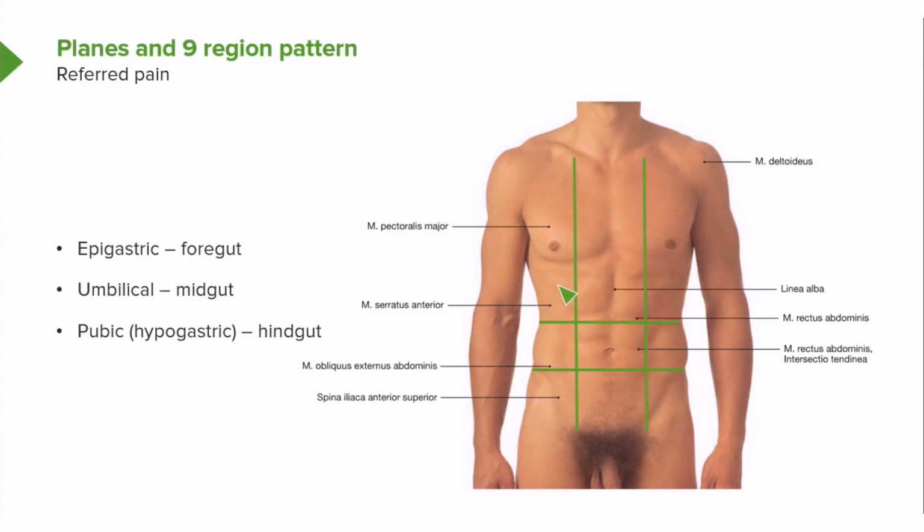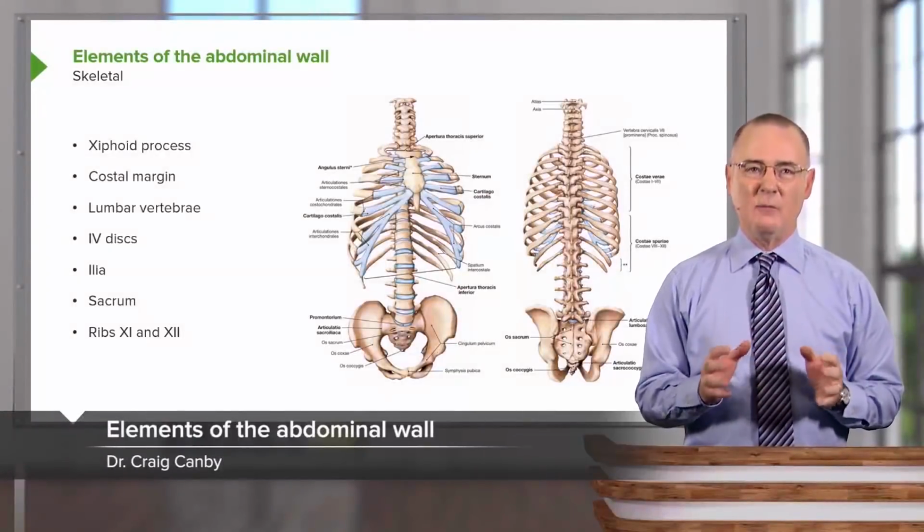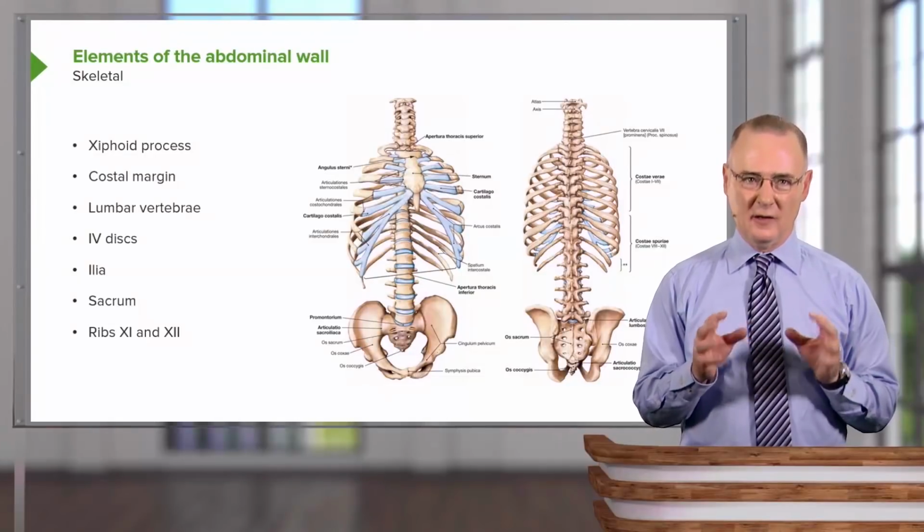The gallbladder will typically refer pain to the epigastric region. The pancreas can certainly have referred pain to the epigastric region as well. Now we want to understand the elements of the abdominal wall. There are skeletal elements as well as muscular elements.